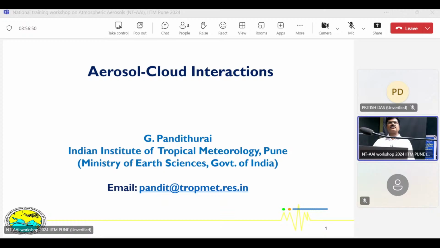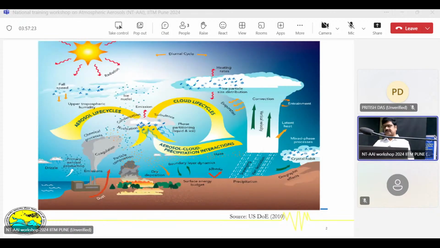Indirectly, aerosols also can influence the cloud microphysics. If there are more aerosols, there could be more cloud condensation nuclei. Subrata talked about how aerosols get activated into cloud droplets. So in turn, it can affect the cloud microphysics and also precipitation. These are the processes in the atmosphere that aerosols influence.